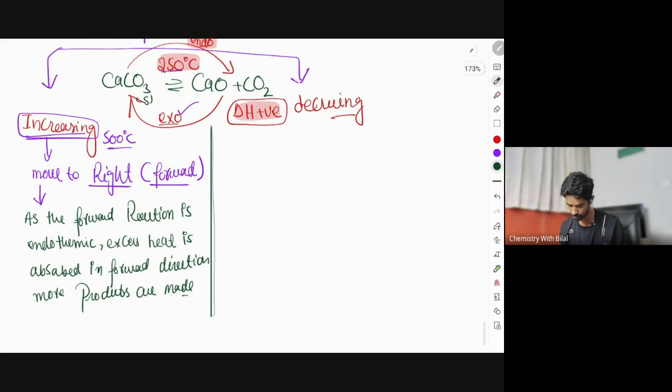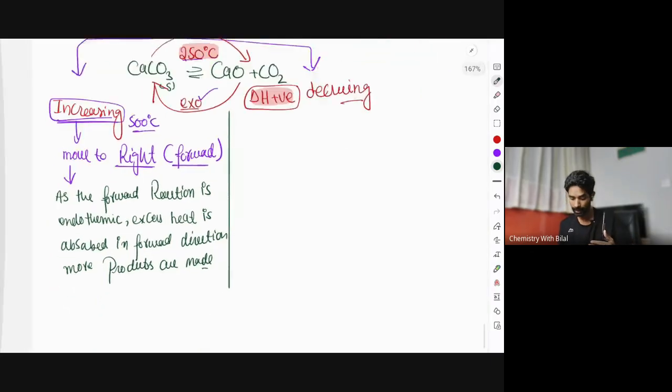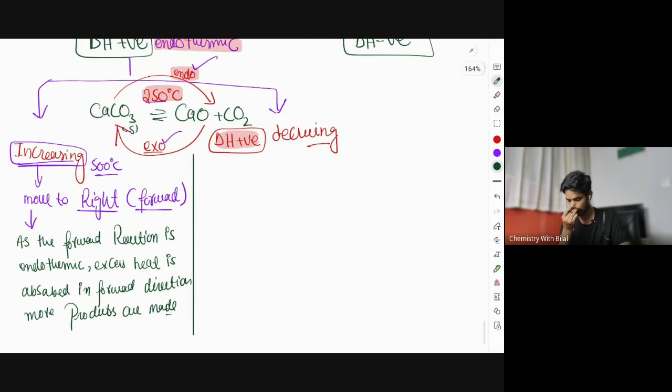So what is the summary of the story? Whenever you're looking at the effect of change in temperature, do not forget to check the enthalpy. If the enthalpy of the reaction is positive and you are increasing the temperature, it will shift to the right side. क्यों जाएगा? As the forward is endo, excess heat is absorbed in the forward direction. If it is more forward, you will get more products. Make sense, everyone? Yes, Zainab.